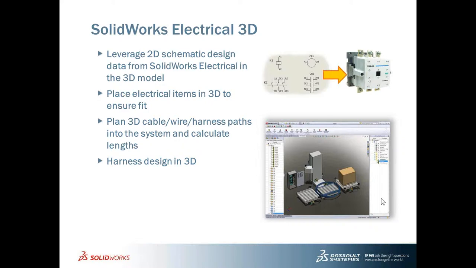We can actually place the electrical items from the symbols, have them linked to solids, and show them in the mechanical design to ensure that they fit properly. We can actually create cable and wire harnesses within the 3D design process and show it in our cabinets, as well as doing electrical harness design in 3D.